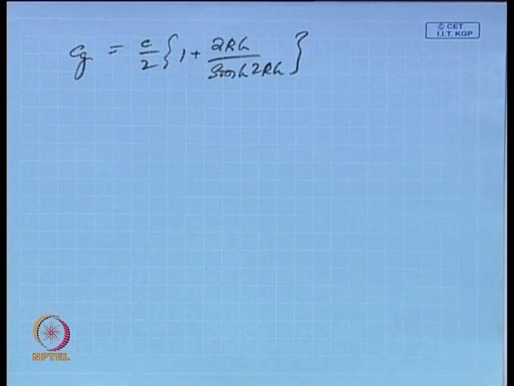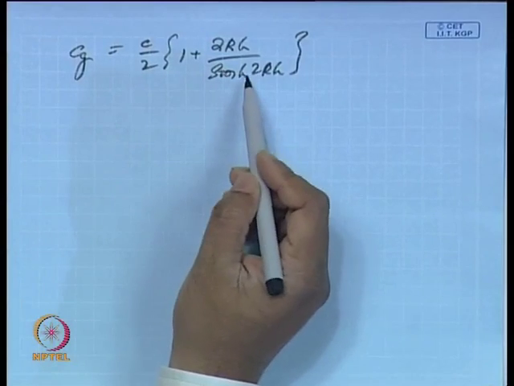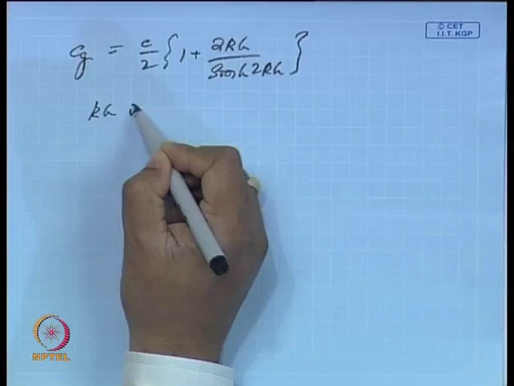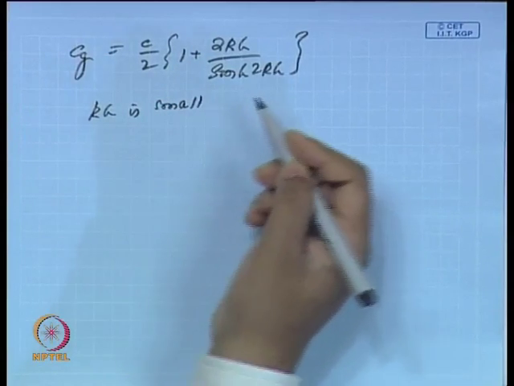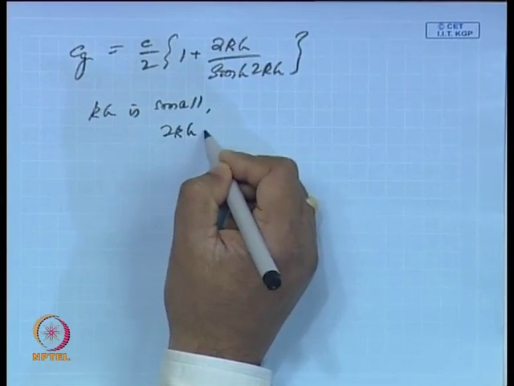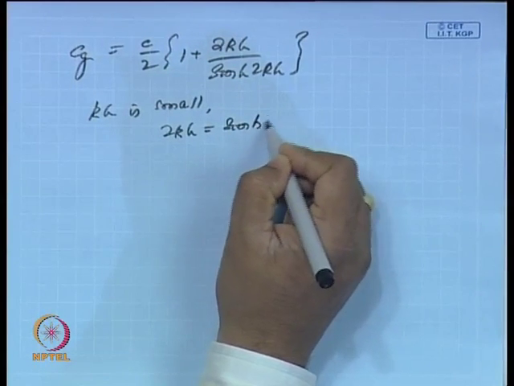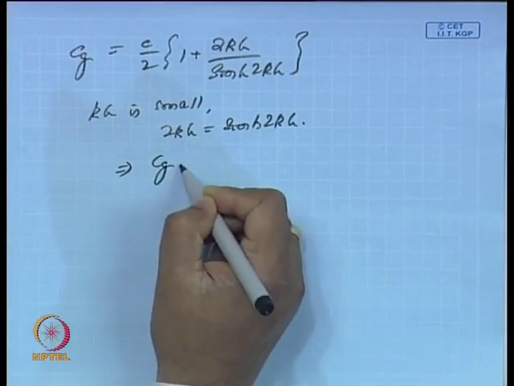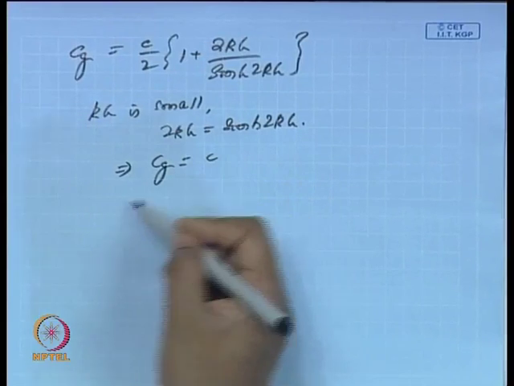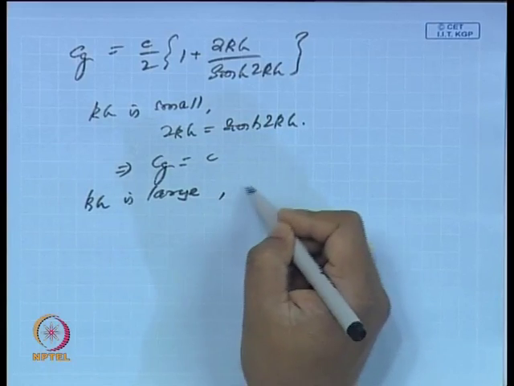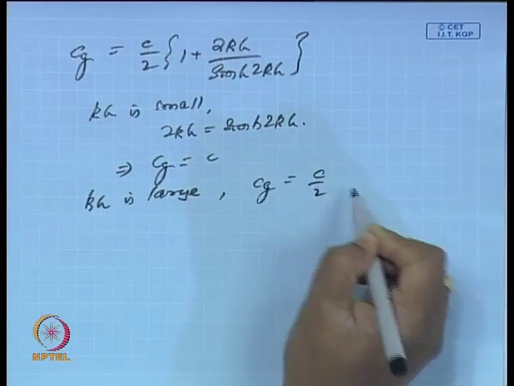This is the most general expression, and this is the rate at which the wave energy propagates. And then we can see easily that when kh is small, 2 kh by sin hyperbolic 2 kh tends to 1, and in that case Cg is c. On the other hand, when kh is large, then we have Cg will be c by 2.